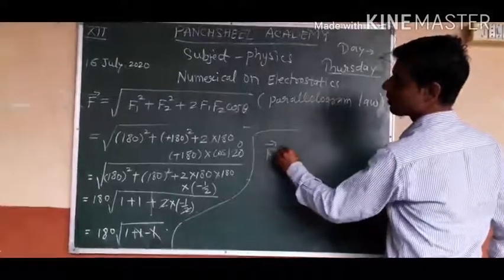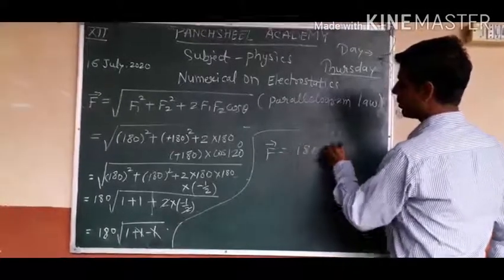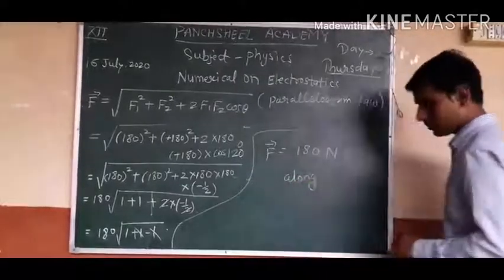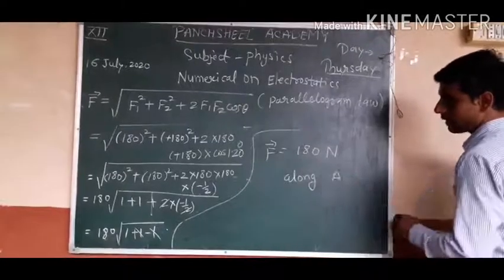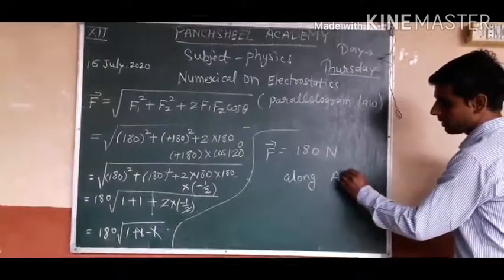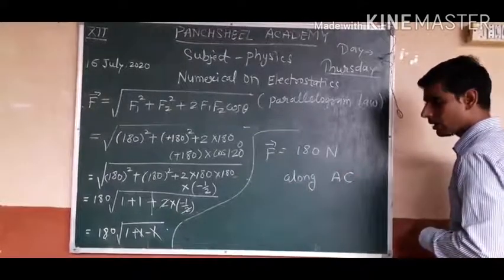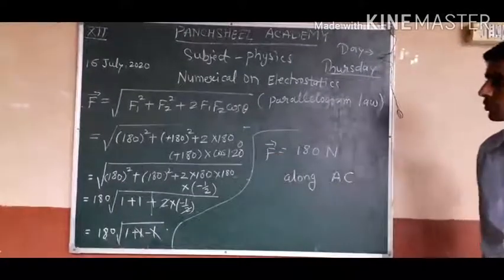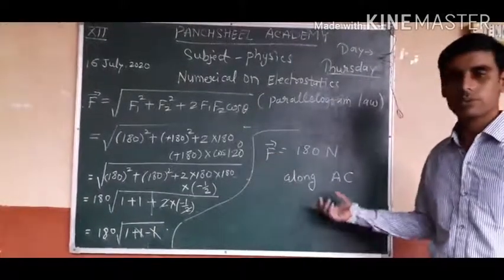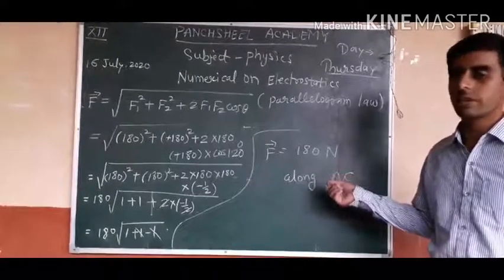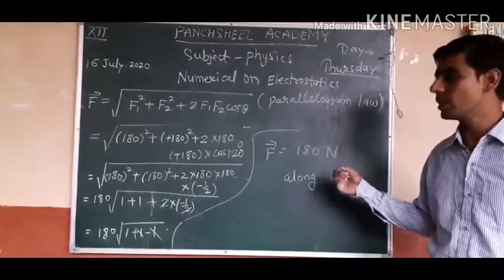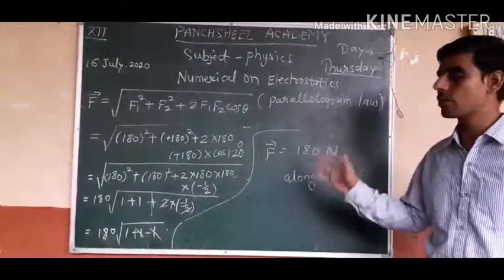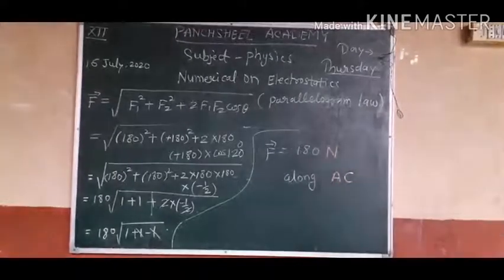You will get the value of F equal to 180 Newton. And what is the direction? Along AC, or towards the right. So this is the resultant value of force on the charge which is placed at place A due to other charges, that is plus 10 microcoulomb and minus 10 microcoulombs. So note it down.